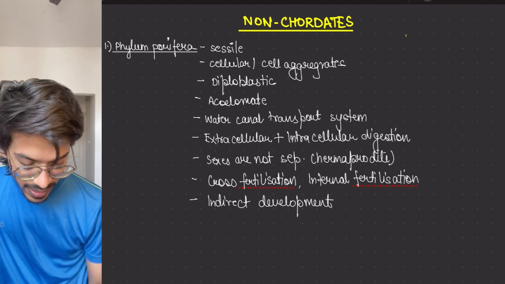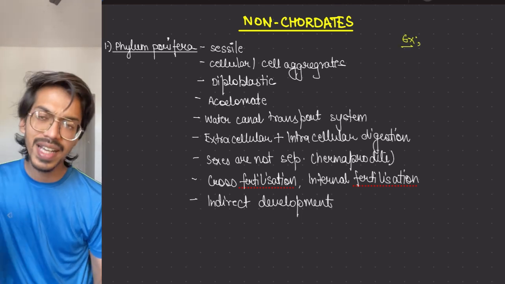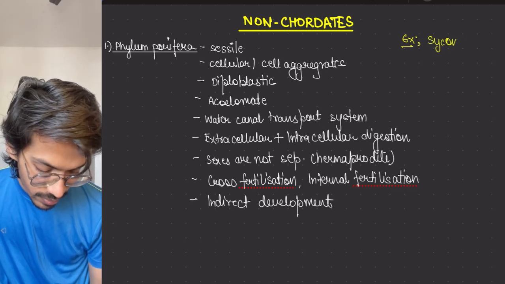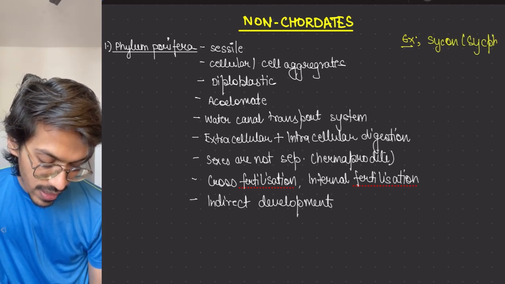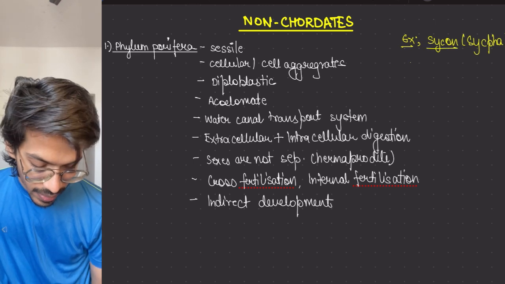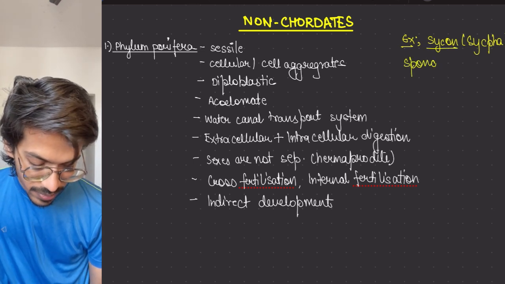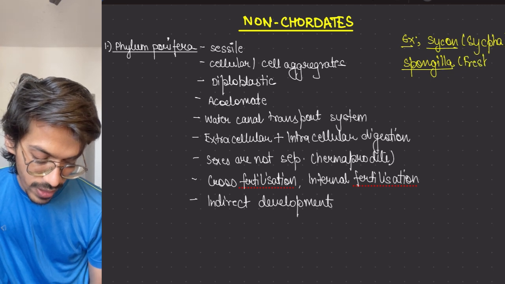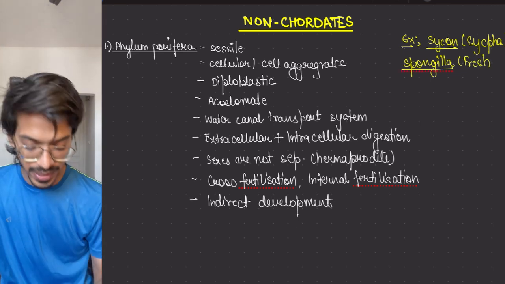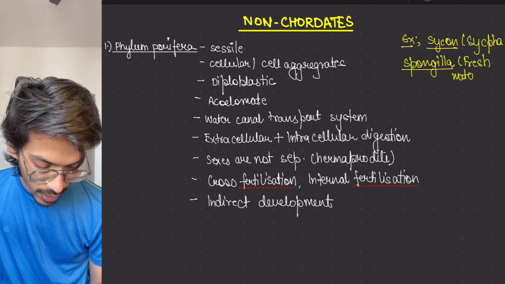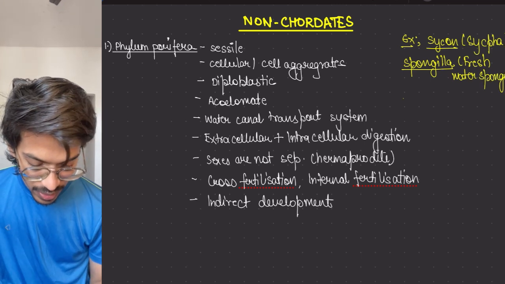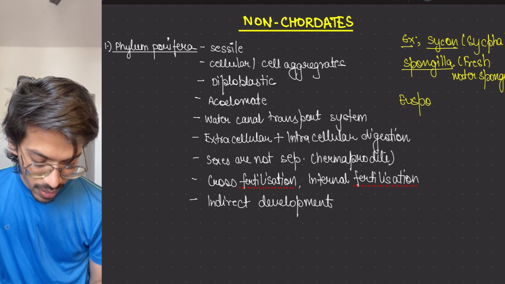Now the next thing is the examples, which are the most important. 3 examples are given in your book. One is Scypha. Then we have Spongilla. Spongilla is fresh water. This is the only one which is fresh water, the rest are all marine. Fresh water sponge. And the last one is Euspongia, which is the bath sponge.